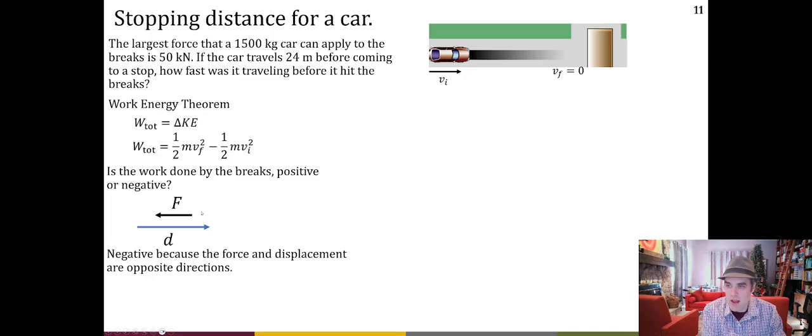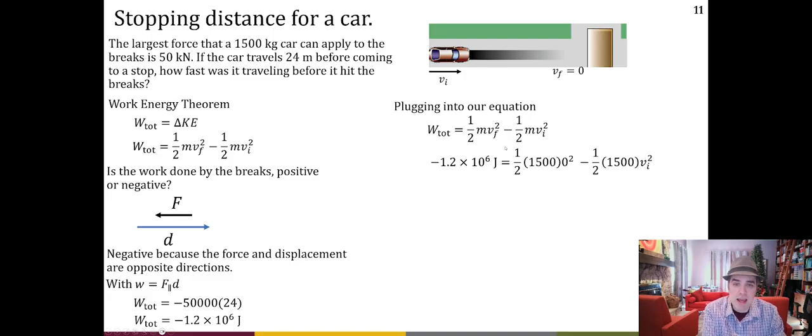The car's moving to the right. The force is to the left. These are opposite directions. So this is going to be a negative amount of work. So when we plug in our work equation, we get the negative 50,000 newtons that we're told, right? The brakes' 50,000 newtons, multiplied by d, the displacement, 24 meters, and we arrive at negative 1.2 million joules. So 10 to the 6 is million.